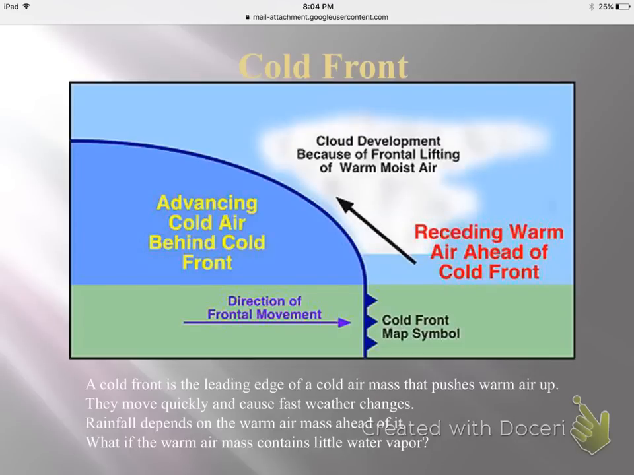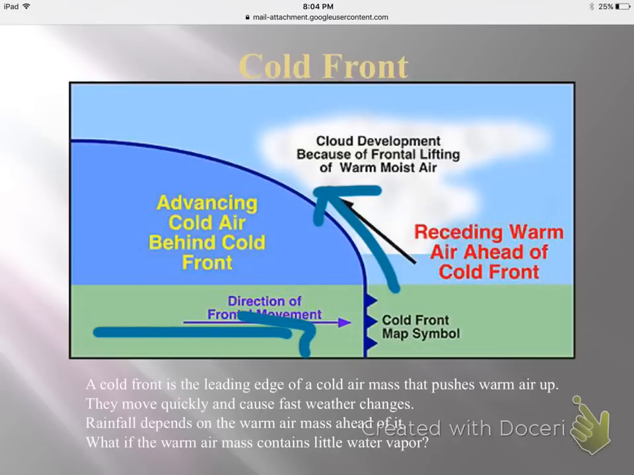The first type of front is a cold front. So a cold front is the leading edge of a cold air mass that's going to push your warm air mass up. Okay, so your cold front, it's coming in, it's going to push that warm air mass up above it, and cold fronts move really quickly. Okay, they're the quickest moving front. So because of this abrupt and quick movement, they are going to cause fast weather changes.